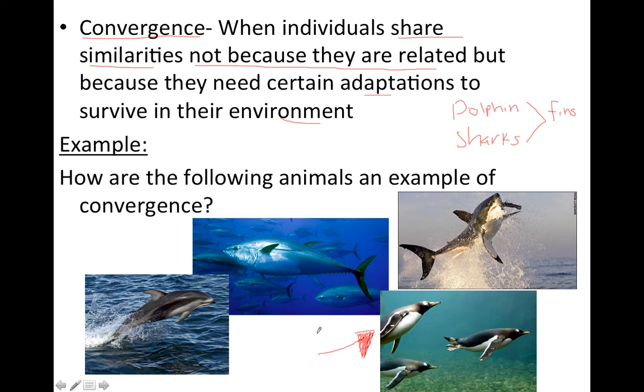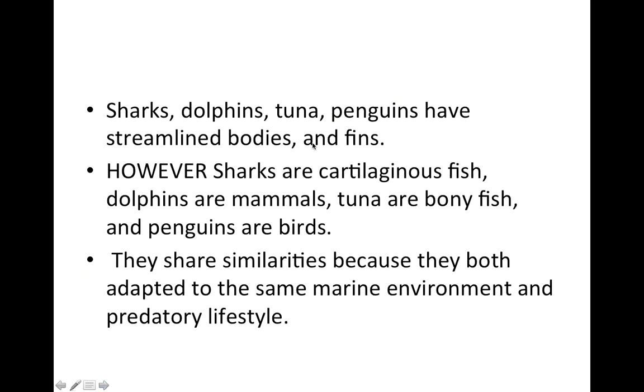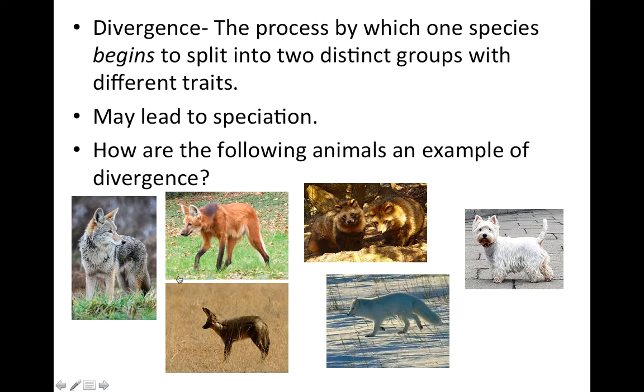Similar to humans, we all look alike. We all have hands, we all have feet, not because we're all related, but because we live in the same environment. Here's some more examples. You can write some of these down. It says, however, sharks are cartilaginous fish, dolphins are mammals, but they share similarities because they are living in the same life.